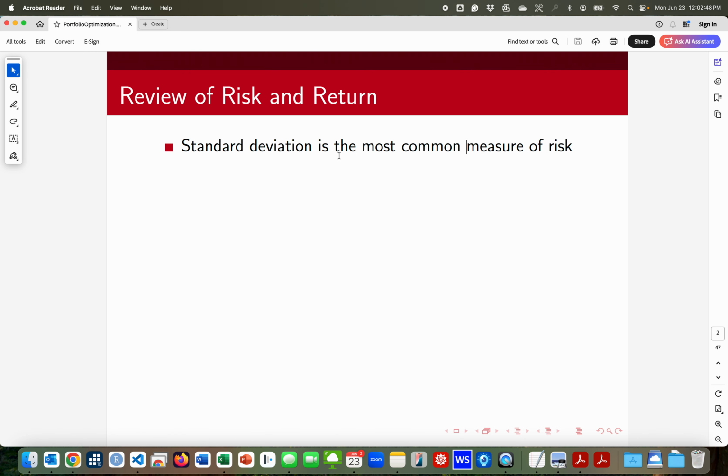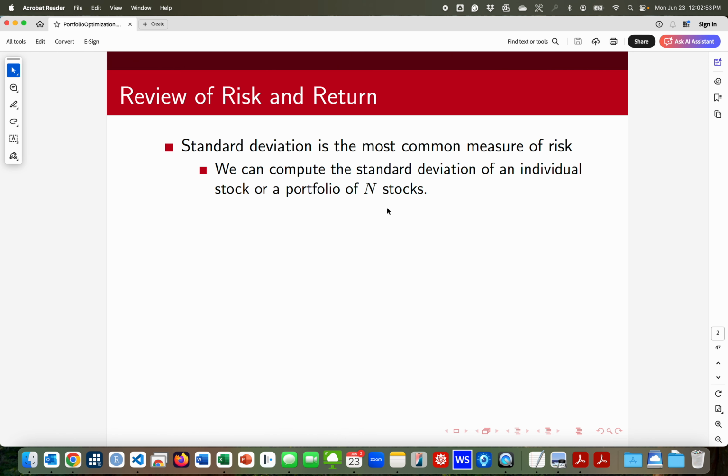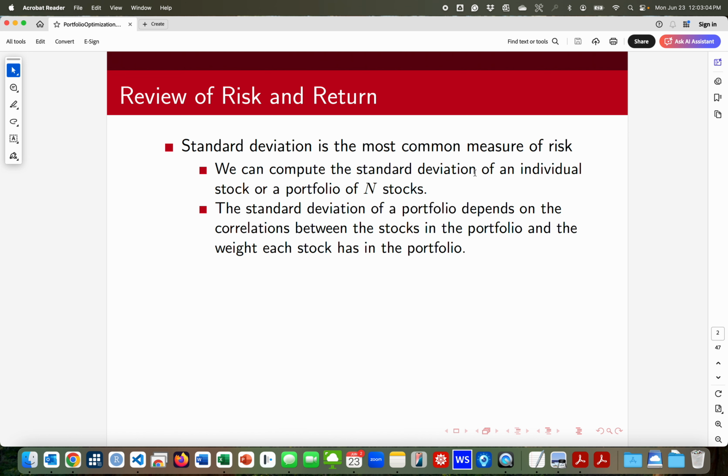This is the number we've been estimating since the first day of this course. So we can have an individual stock, and we can look at the standard deviation of that particular stock, or we can look at the standard deviation of a portfolio of stocks using that long formula that we saw earlier that includes the individual variances, the weights, and the covariances of all the individual components in the portfolio. So that standard deviation depends on all of the correlations and the weight that we give each stock.